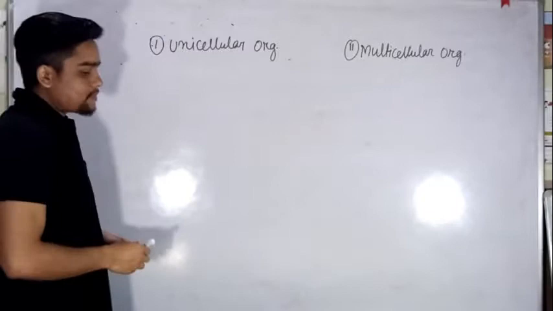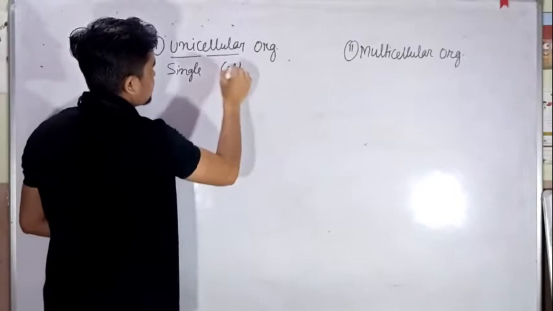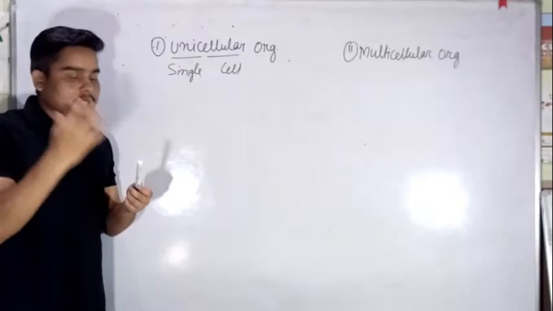Uni means single, so a unicellular organism is a single-cell type organism. Let's just say single cell.